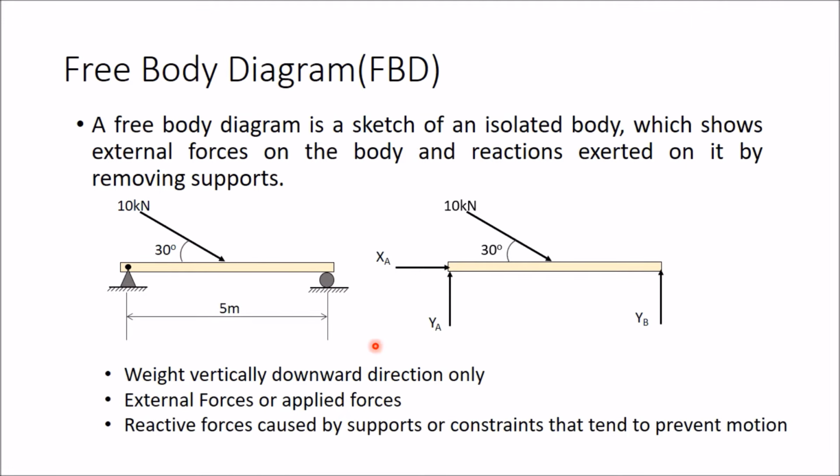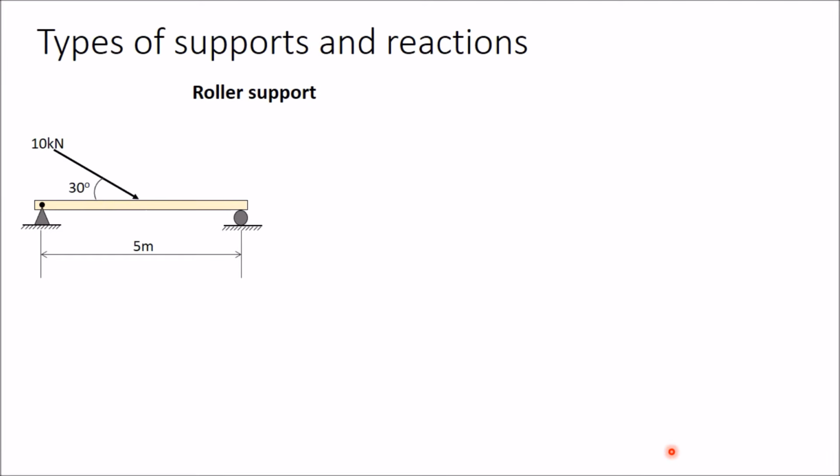Hence, to draw the free body diagram of a rigid body, you have to sketch that rigid body first. Then you have to show weight, which always acts in the vertically downward direction. Then you have to show all the external forces or applied forces given in the problem, and then you have to show reactive forces caused by supports or constraints that tend to prevent motion. To understand the reactions caused by supports, we will study some common supports and the reactions caused by these supports.